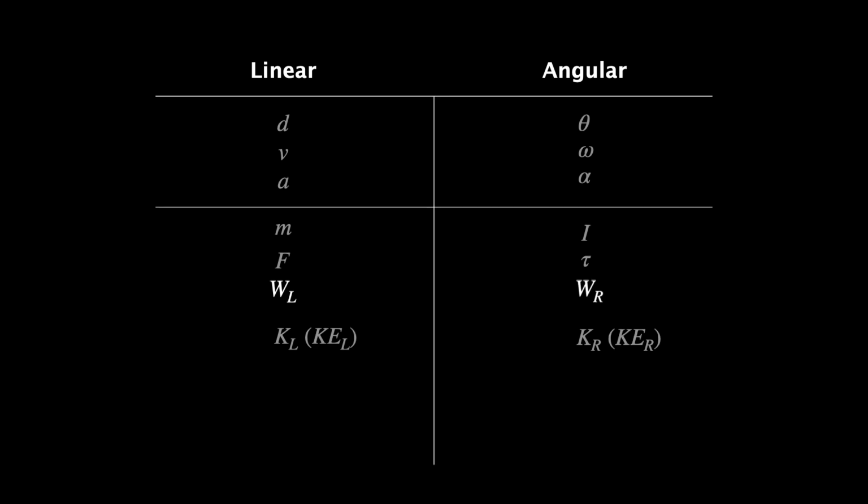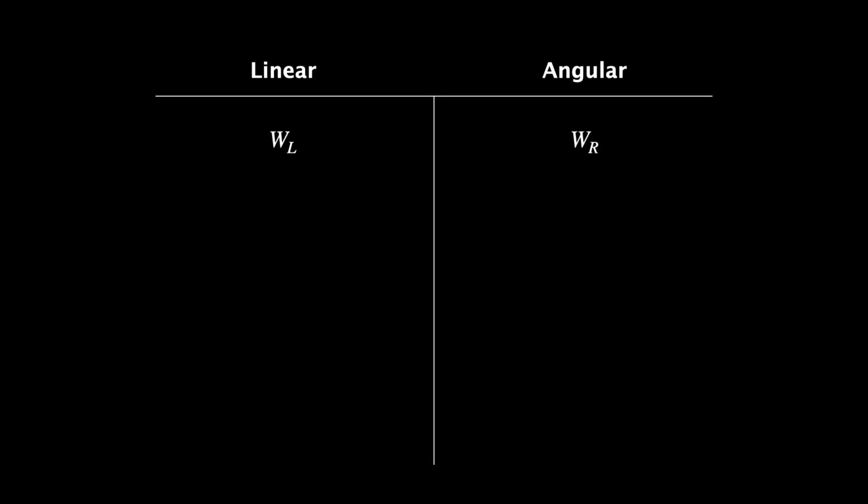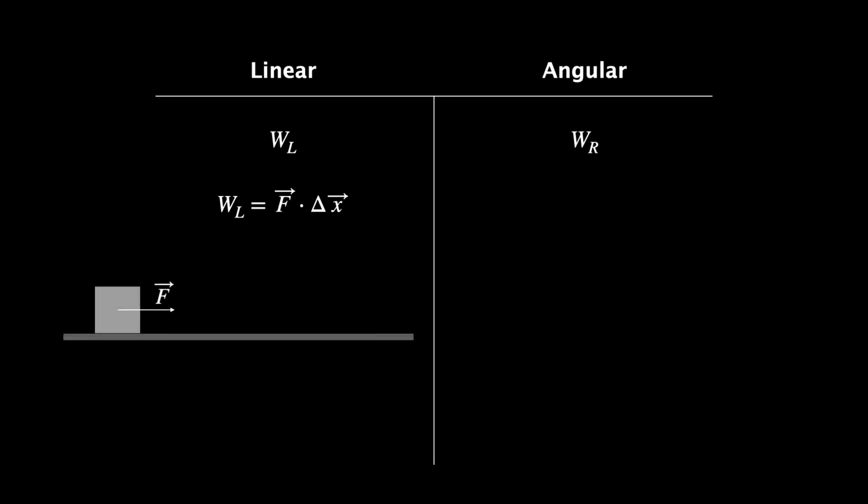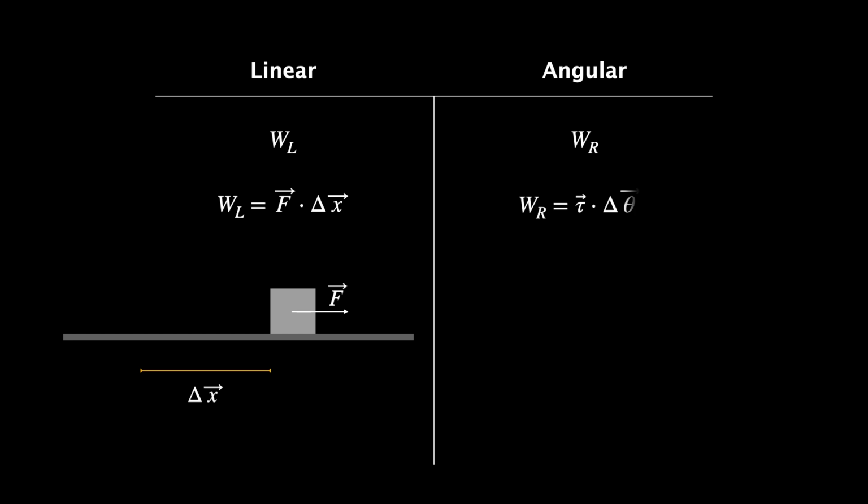Let's begin by taking a look at work. In the linear form, work is defined as the product of the vector force times the displacement. This means that those two things have to be parallel to each other in order for work to be done. In the angular form, work is expressed as torque times the change in angle. Again, a one-to-one substitution from the linear values to the angular values.